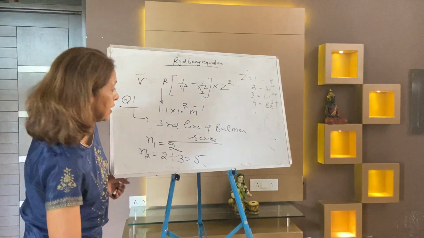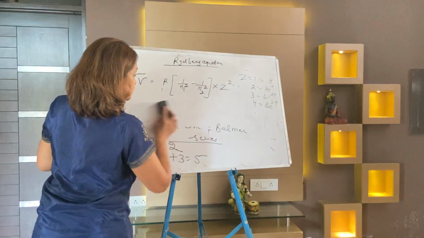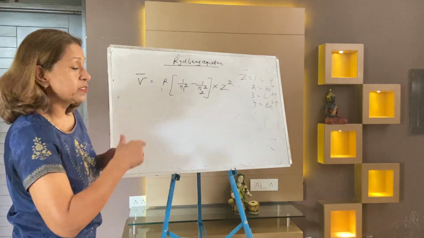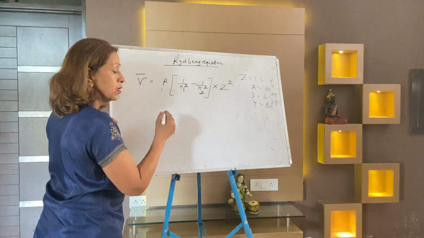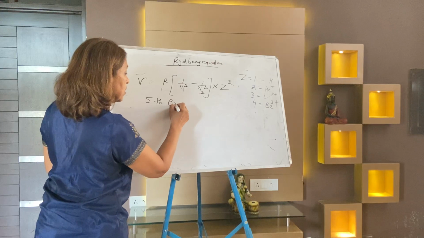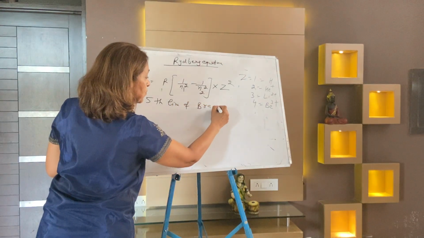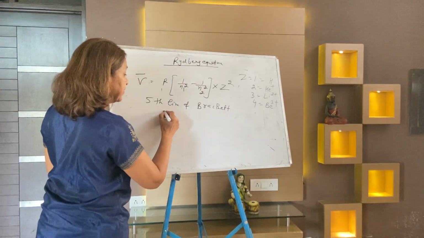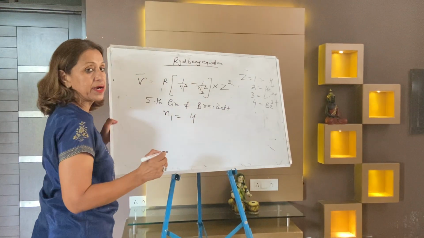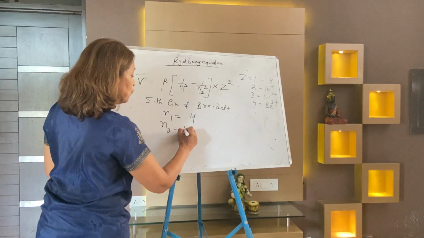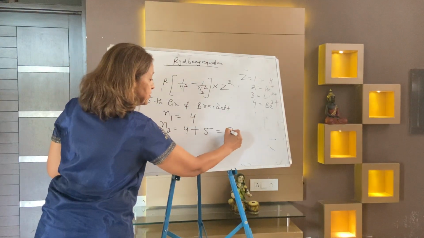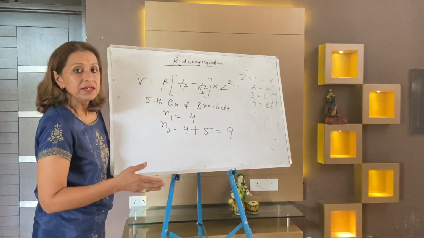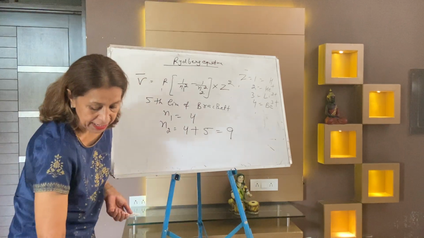Next question, calculate the wave number of the fifth line of the Brackett series. So it's Lyman, Balmer, Paschen, Brackett. N1 is 4 for the Brackett series. So N2 is 4 plus 5, that is 9. So you put N1 is 4, N2 is 9, and Z, whatever species or ion will come.